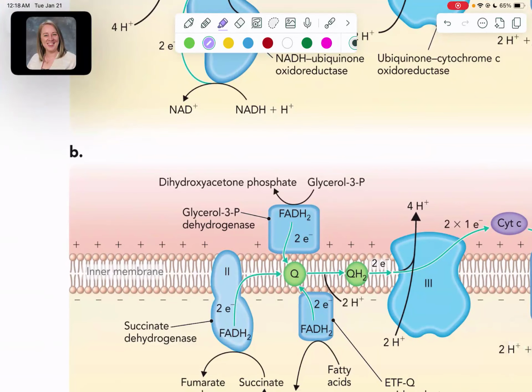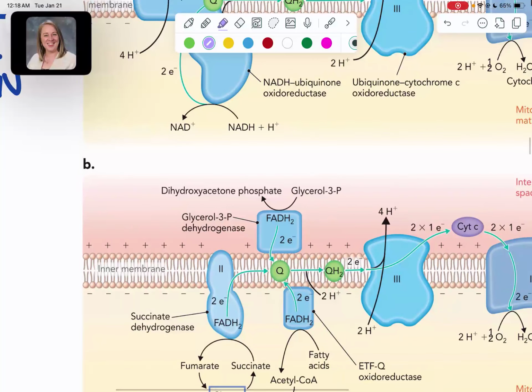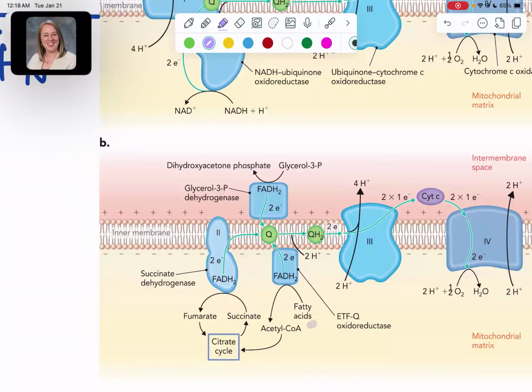So when we talk about fatty acids, we have this protein called ETFQ oxidoreductase. This is only for fatty acids, and it takes 2 electrons from your fatty acid and sends them to the electron transport chain. And in the process, it makes acetyl-CoA. We'll talk about that a lot more when we get to fatty acids.